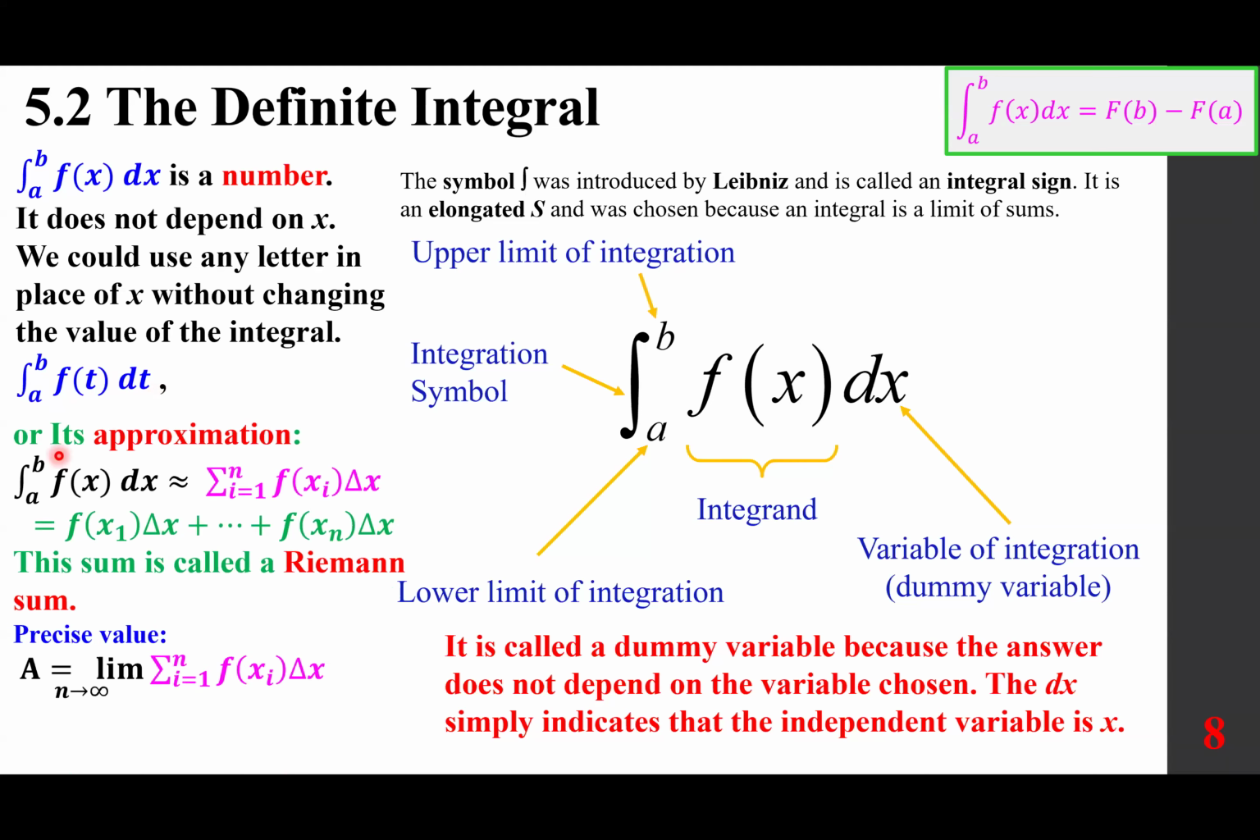Its approximation, the integral from a to b of f(x) dx, is the summation of i going from 1 to n of f(x_i) delta x, which is f(x_1) times delta x all the way to f(x_n) delta x. This sum is called a Riemann sum. The precise value is when we take the limit. A is precisely equal to the limit as n approaches infinity of the summation of i from 1 to n of f(x_i) delta x. This can be very tedious, whereas this FTC makes it much easier.